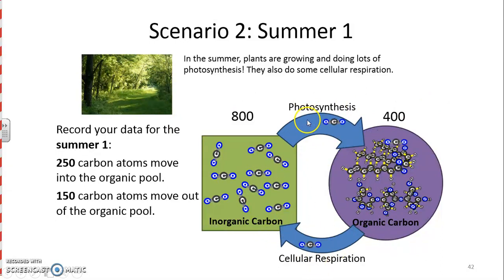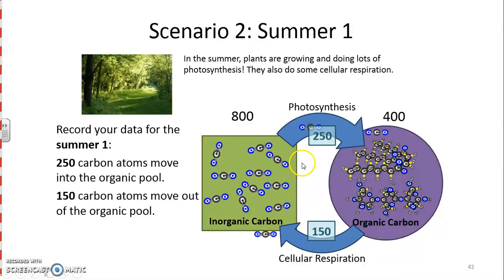So we see these two processes. There's our photosynthesis, there's our respiration. Here's our two carbon pools. So we've got our inorganic, or our atmosphere, carbon dioxide, and then we have our organic carbon, so like a forest. So we can see that this arrow is thicker because we have a lot more photosynthesis going on than cellular respiration. So let's go ahead and actually look at some fluxes. Let's look at some numbers that might work for fluxes.